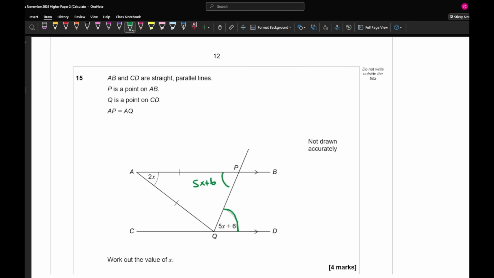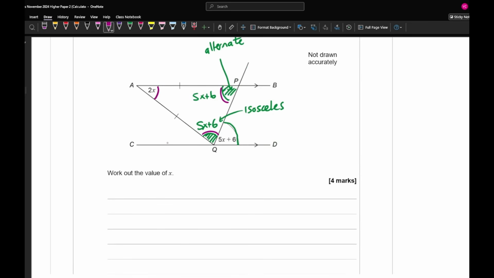So that's going to be 5x plus 6, and I'll write alternate. Now because the triangle APQ is an isosceles triangle, this angle here is also going to be 5x plus 6. Now angles in a triangle add up to 180, so if I add up all three angles, 2x plus 5x plus 6 plus 5x plus 6 should equal 180.